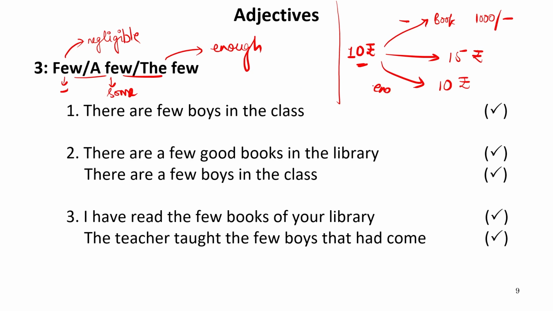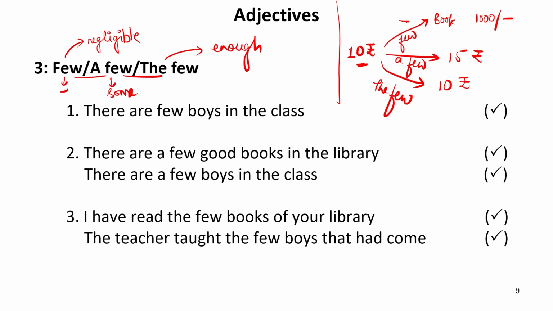So here it is the few, whereas in the case of the notebooks it was a few, and in the case of the book of 1000 rupees, it is few. So the value of these 10 rupees is different in front of other amounts or various shops. Now let us see some examples. I hope you understood this. So few means negligible, a few means some, and the few means enough.